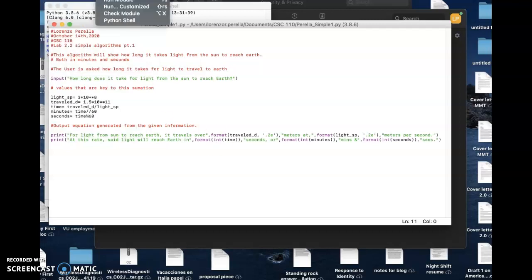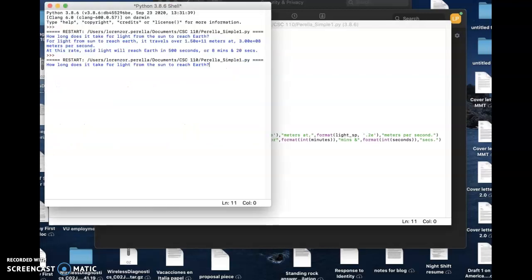Now, once we run it, we get, for light from the sun to reach Earth, it travels over 1.50 e plus 11 meters at 3.00 e 08 meters per second. At this rate, said light will reach Earth in 500 seconds, or 8 minutes and 20 seconds.